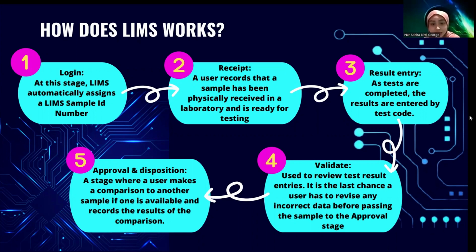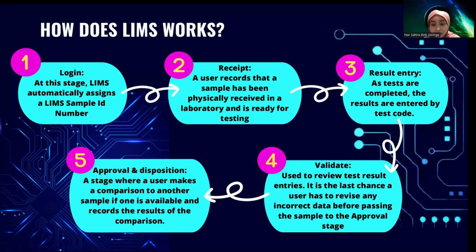And then the next stage, called the receive stage, is where a user records that a sample has been physically received in a laboratory and is ready for testing. And then the third stage, called result entry, is where the tests are completed. Then the results are entered by the test code.